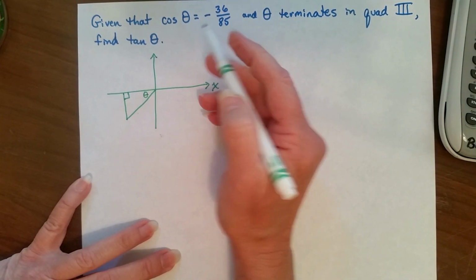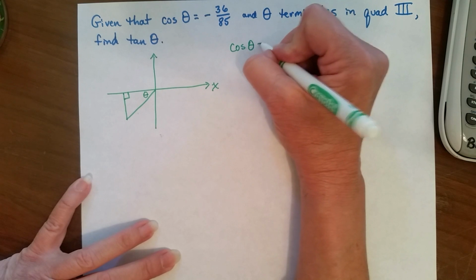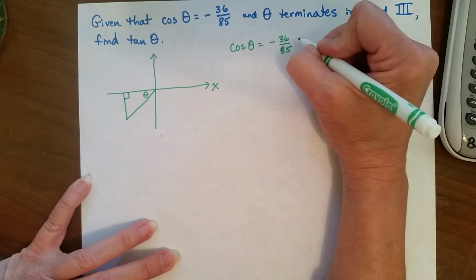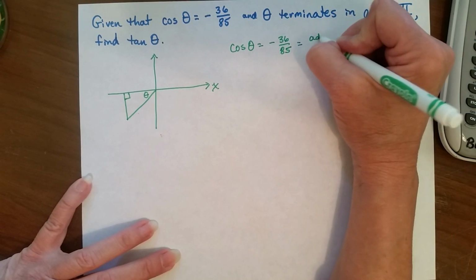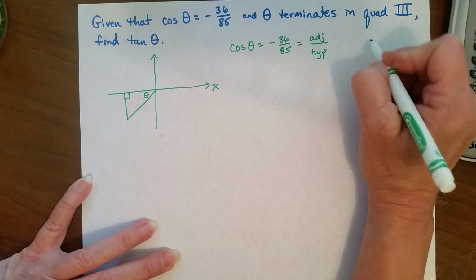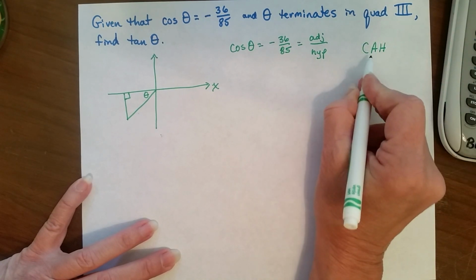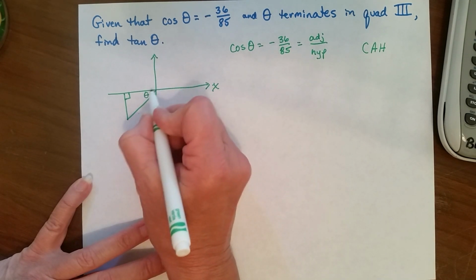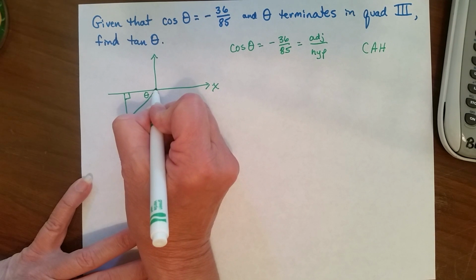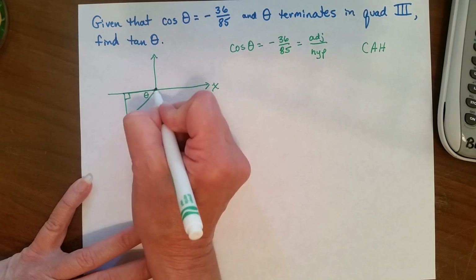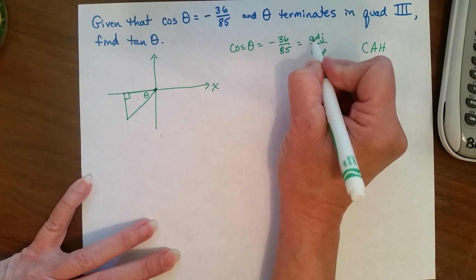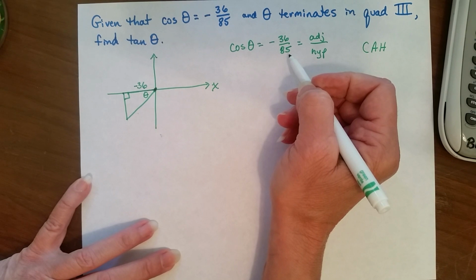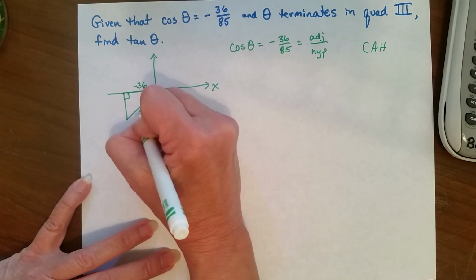Now, cosine of theta is negative 36 over 85. So the cosine, remember, is adjacent over hypotenuse. Remember, cosine, SOHCAHTOA, adjacent over hypotenuse. So here's theta. Now the adjacent, notice that we're going from the origin to the left. So that's a negative. So I know that my adjacent is negative 36, and then 85 is going to be my hypotenuse.